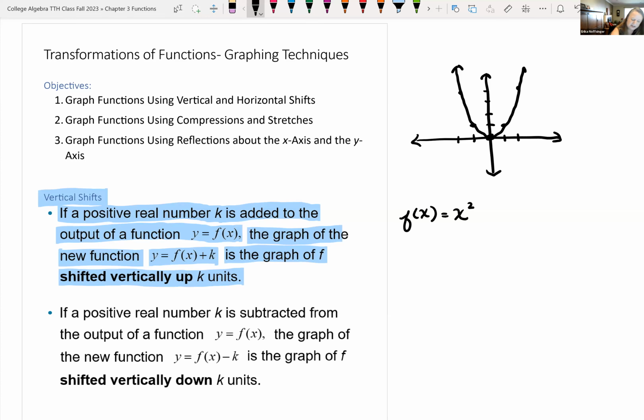But if we were to look at f of x, maybe let's call it something different. Let's call it g of x. Let's say g of x was equal to f of x plus 2. So another way to write g of x, f of x was x squared, so x squared plus 2. The number that we're adding is positive, so this tells me that I am going to shift x squared up 2 units.